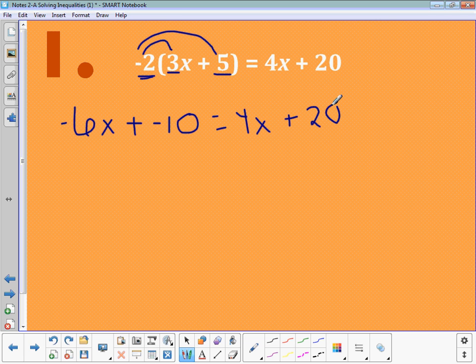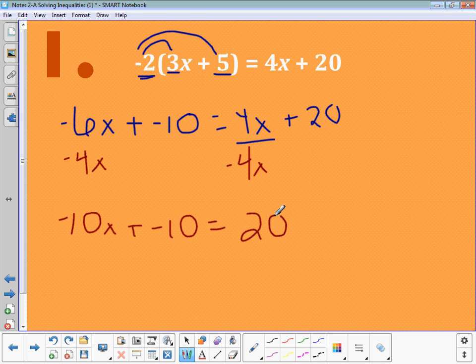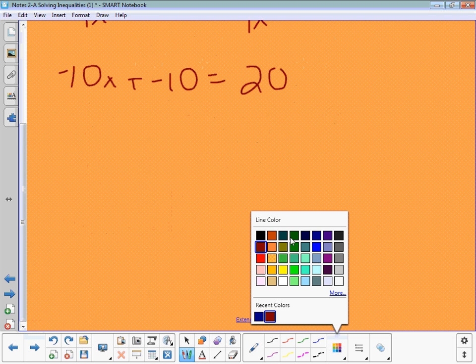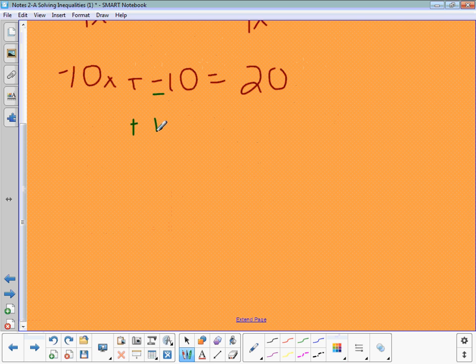So then, what I want to do first is I want to get my x's on the same side. So what I'm going to do is this is a positive 4x. So to start off with, I'm going to subtract 4x on both sides. So in here I get a negative 10x plus a negative 10 is equal to 20. So next, I want to get that thing with the x all by itself. So the first thing I want to do is get rid of that constant. So this is a negative 10. So that means I need to add 10 to both sides. So in here I get negative 10x is equal to 20 plus 10, which is 30.